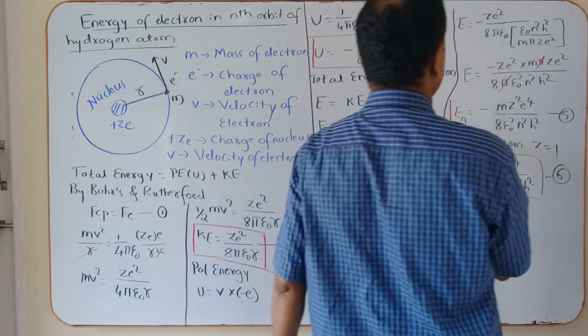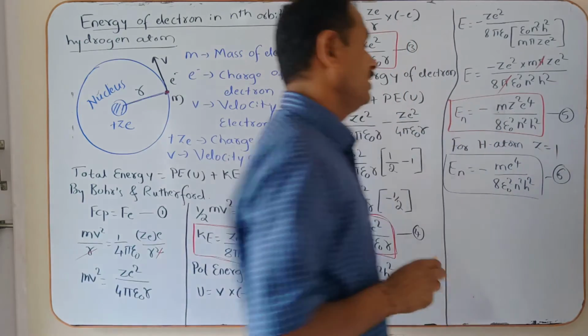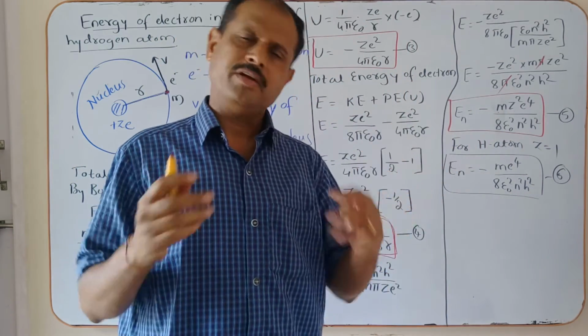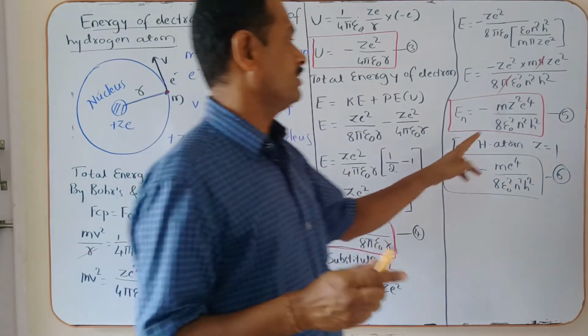It is the expression for the energy of the electron in the nth orbit of any atom. For any atom, if you take any atom, this is the expression.